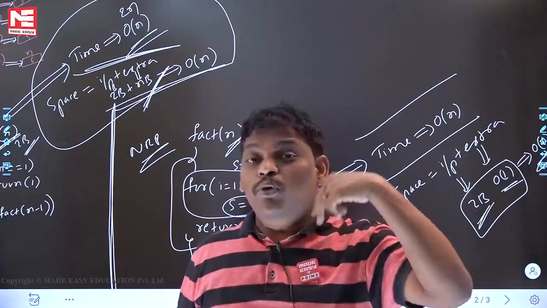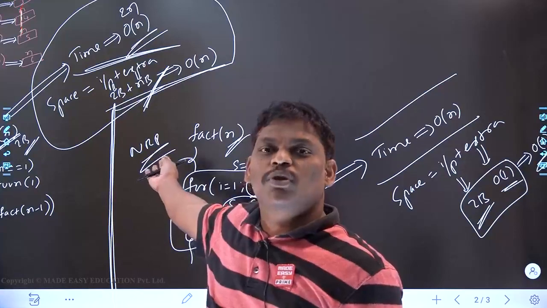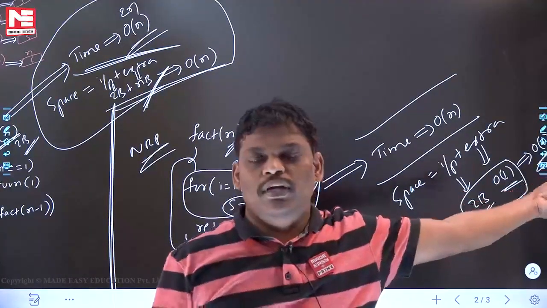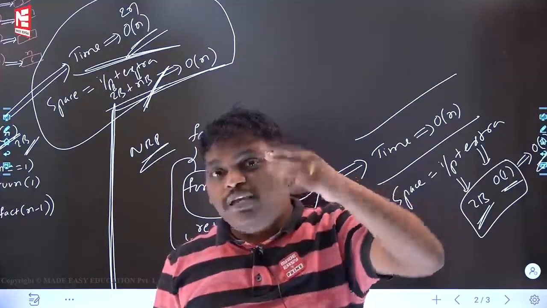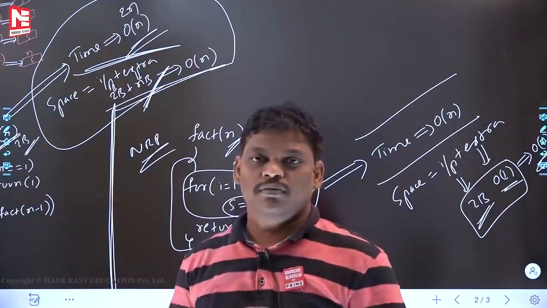Whether both take the same space asymptotically, we don't know. See this one, you can check. This recursive program takes order of n space, while that one takes Big O of 1. Here Big O of n, here Big O of 1. Stack space we cannot comment on. Time we can comment on because both have the same logic. Fine.